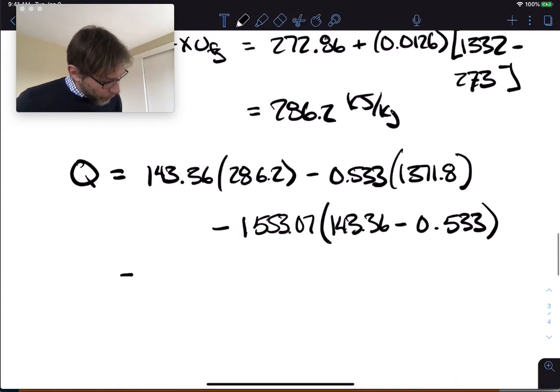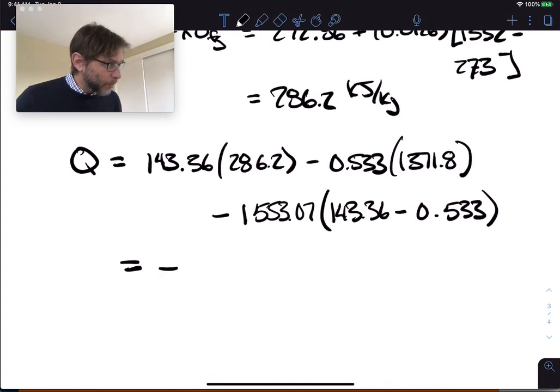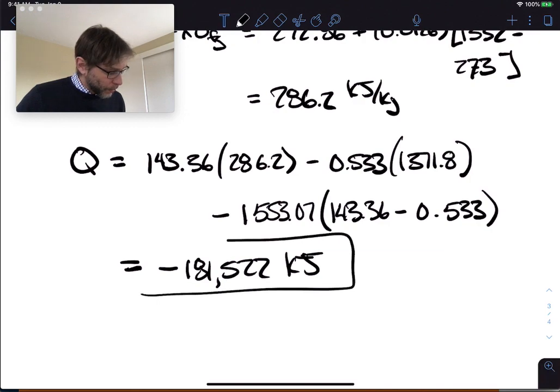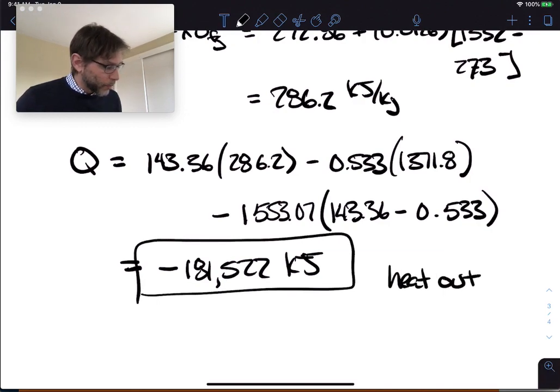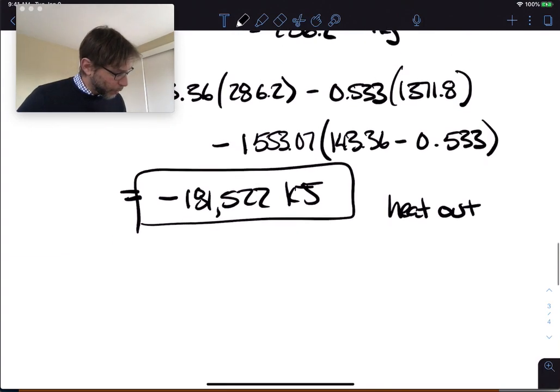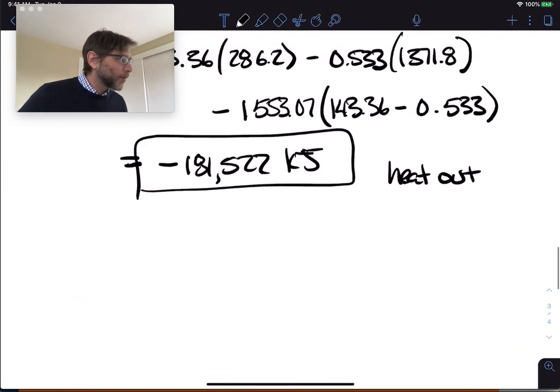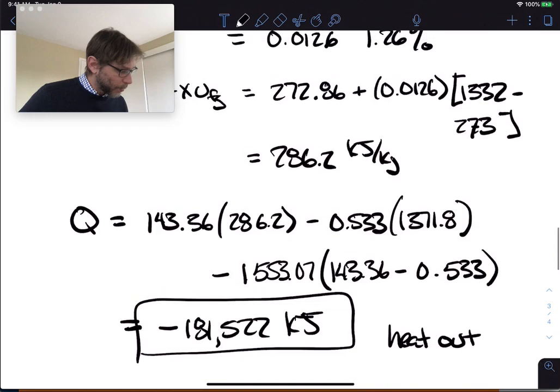Okay, so now we find the Q. Essentially it's the same problem as with the air, except that we're dealing with a two-phase fluid. This ends up being 181,522 kilojoules. And then here's the heat out. It's useful to say where the heat is going, in and out. I think that's all we needed to find: heat transfer to the surroundings.